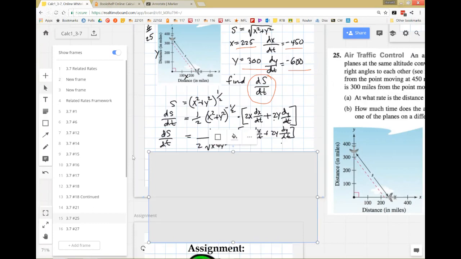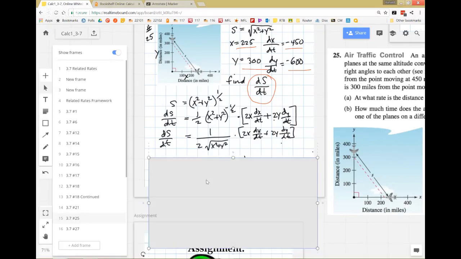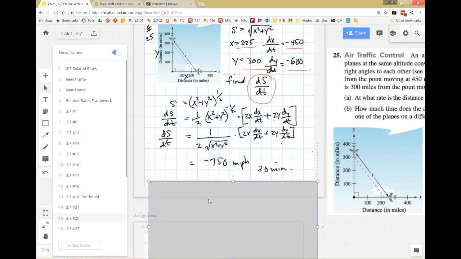I just rewrote it in square root form, took this x squared plus y squared to the 1/2, that makes it 1/2, and then the square root goes on the bottom. All right, time to substitute. So you plug in all these numbers on the top, and you come up with negative 750 miles per hour. Again, negative means it's getting shorter. The distance is decreasing at a rate. So these planes are actually approaching each other at 750 miles per hour.